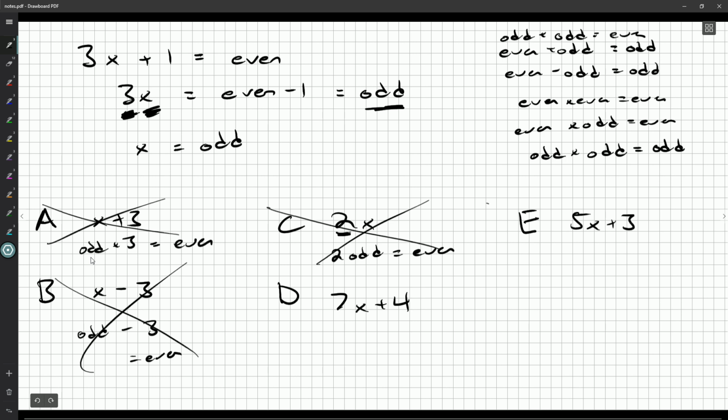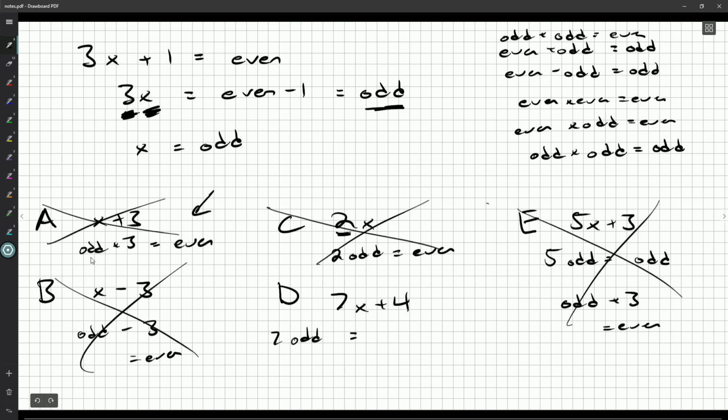These ones are a little more complex, so you might want to leave those towards the end. For E, you have 5 times an odd number, so that's going to be odd. And then you have an odd number plus 3. Well, we already said that that's going to be even. So by process of elimination, I've stumbled upon D being the right answer. But we've got 7 times an odd number. Odd times odd is odd. And an odd number plus 4, an odd number plus an even number, is still odd. So D is the correct answer. D is the only one that works that way.